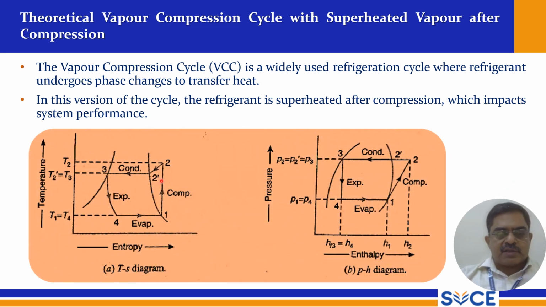So this is the condensation process from 2 to 3. This diagram is the pH and TS diagram, and during the condensation process this superheated vapor has the effects that we are seeing here. There are four processes in this cycle.